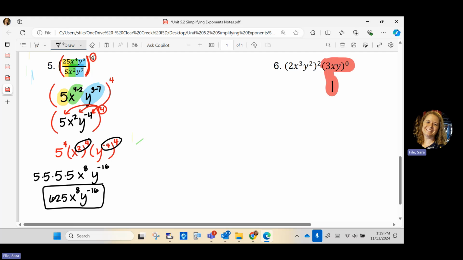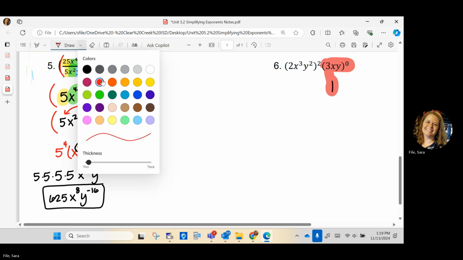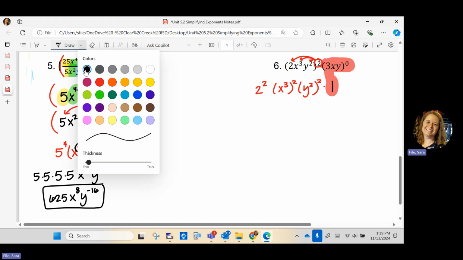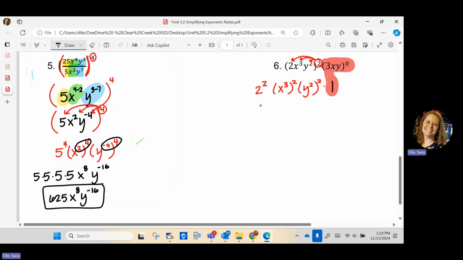All right, now over here, we've got this 2 on the outside of the parentheses that needs to be sent to all of those parts, to the coefficient, the x, and the y. So the 2 gets squared, the x cubed gets squared, and the y squared gets squared. And then that's all being multiplied by just that 1. Is multiplying by 1 going to actually do anything? No, 2 squared is 4, and 4 times 1 is still just 4. So essentially, I'm just going to drop that 1 on the end.